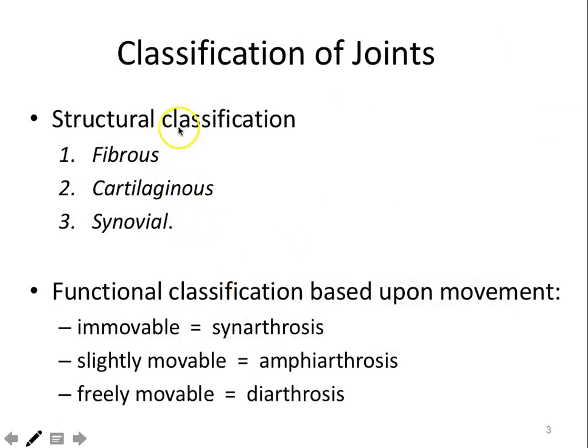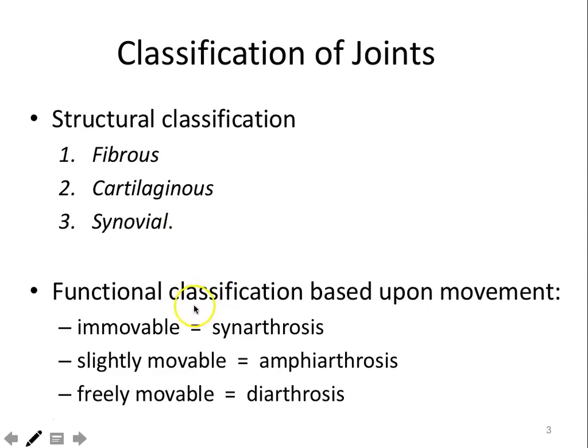We can either classify joints based on their structure, so their actual makeup, or on their function, or a combination of the two. Structurally, they're either going to be something called fibrous, cartilaginous, or synovial, and we'll talk about each one of those in a second.